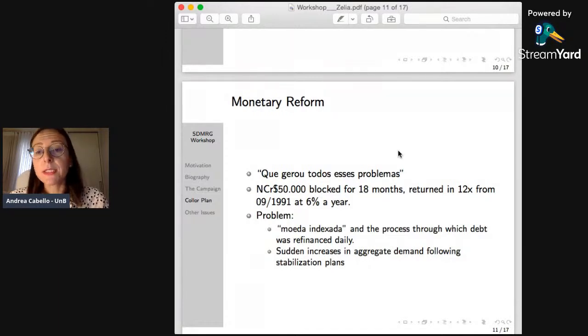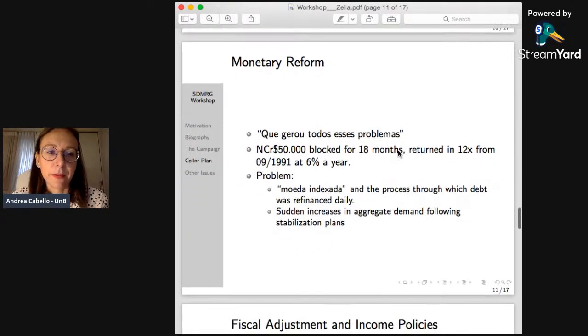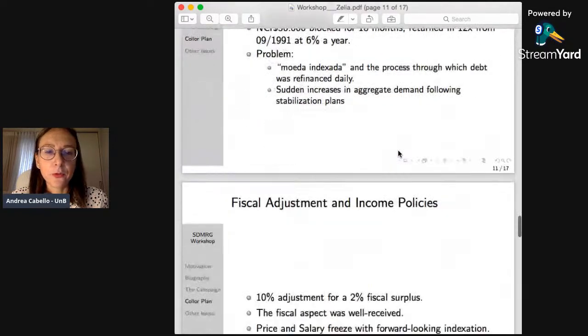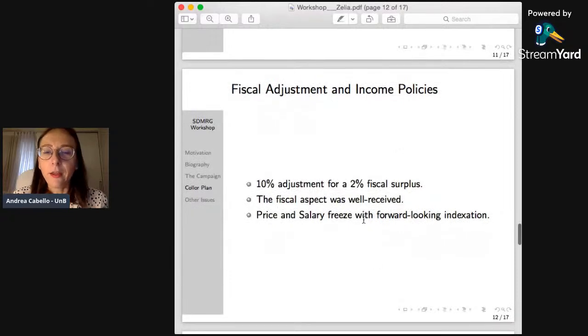The second problem was the sudden increase in aggregate demand that follows stabilization plans, and the trauma of the Cruzado plan especially was very high in their minds, so much that the Collor plan actually had a price freeze as well. With such a confiscation, people thought, why do you need a price freeze? This is traumatic enough. You don't need a price freeze because we're not even going to have money to spend on anything anyway.